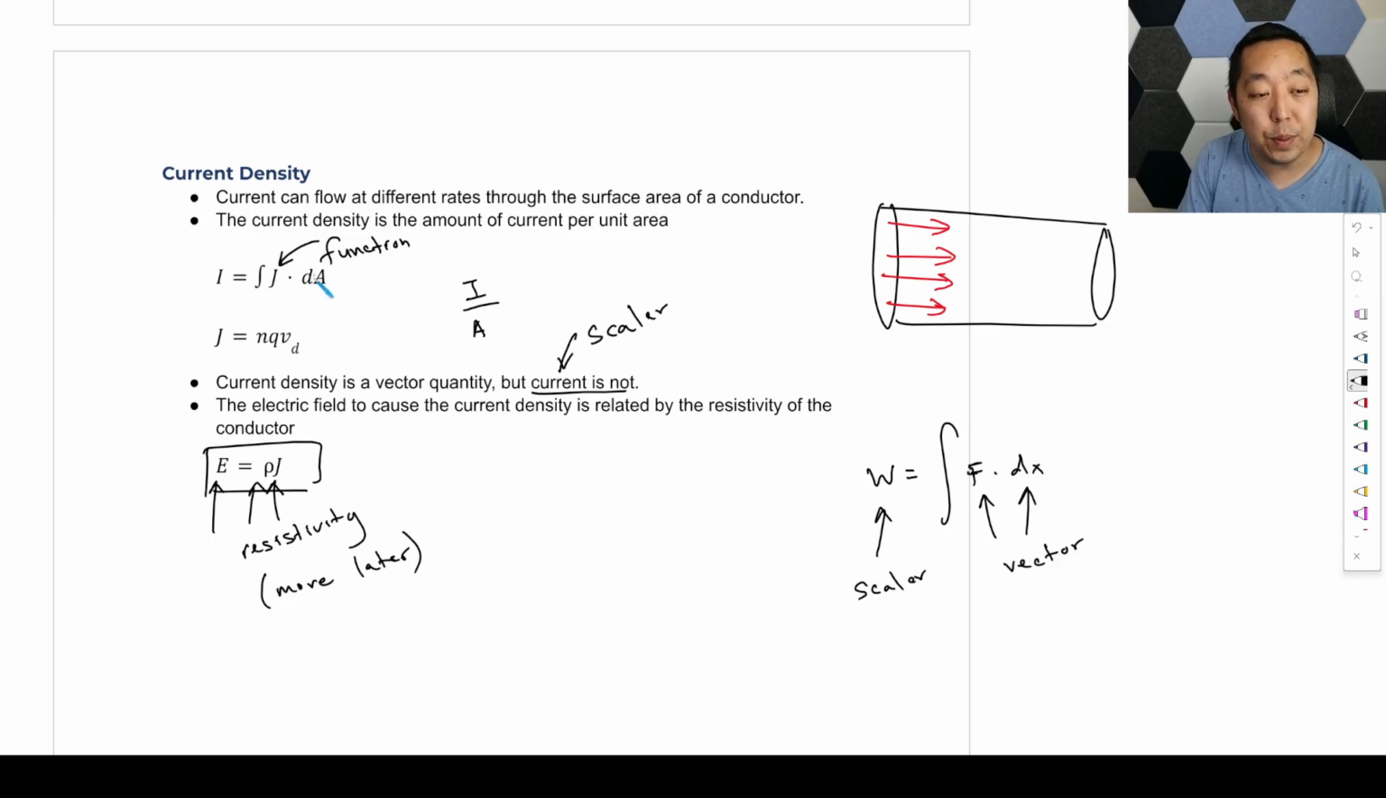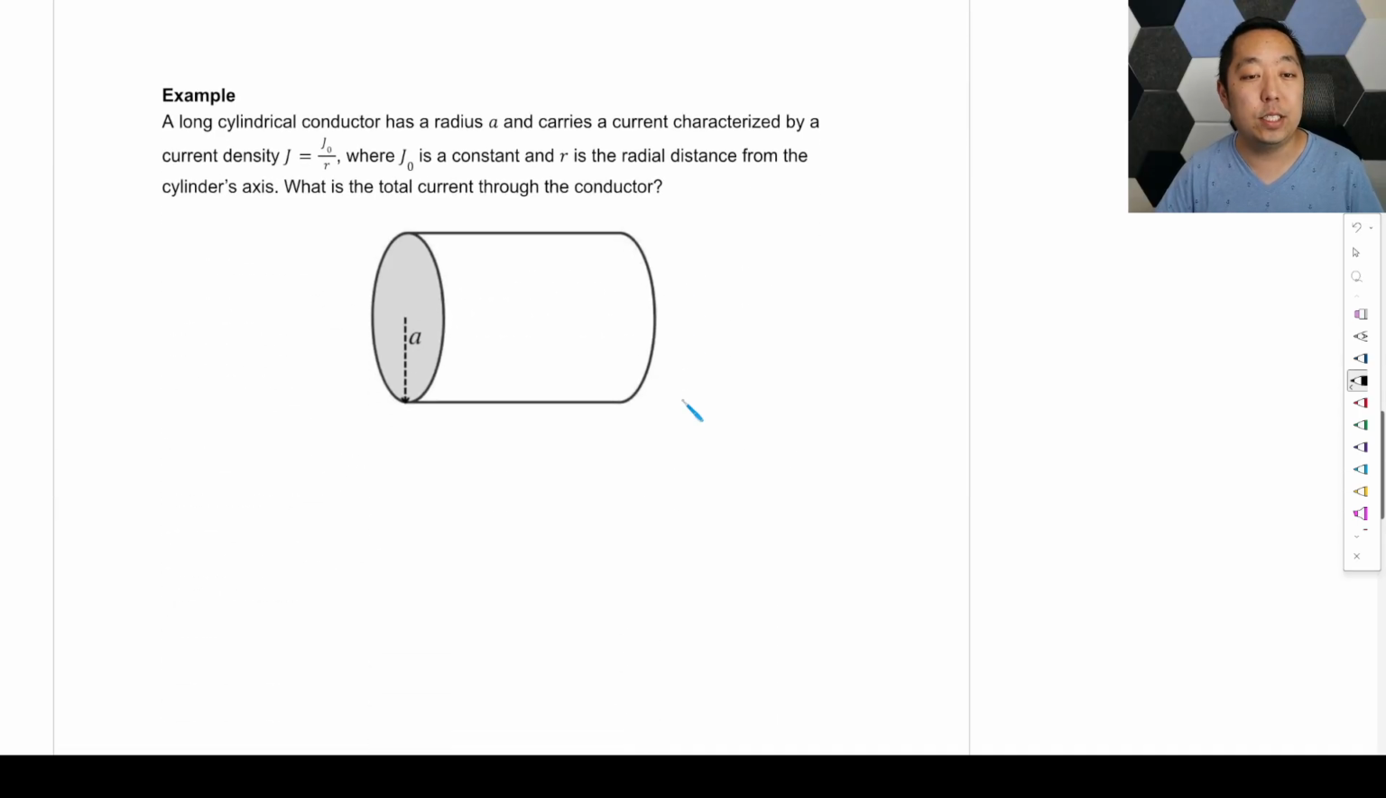Okay, but the biggest part I want you to learn in this lesson is how we set up these integrals whenever we have current density. So let's take a look at an example. A long cylindrical conductor has a radius a, and carries a current characterized by the current density J naught over r, where J naught is a constant and r is the radial distance from the cylinder's axis. What is the total current through the conductor?